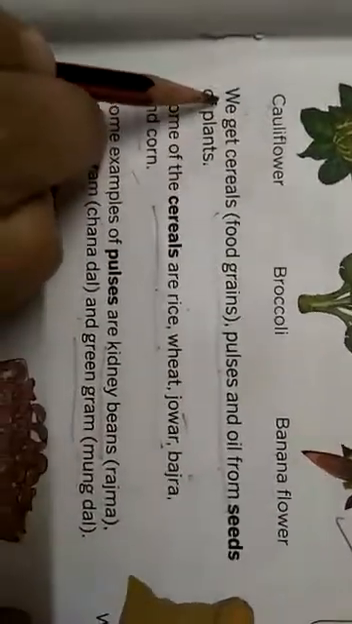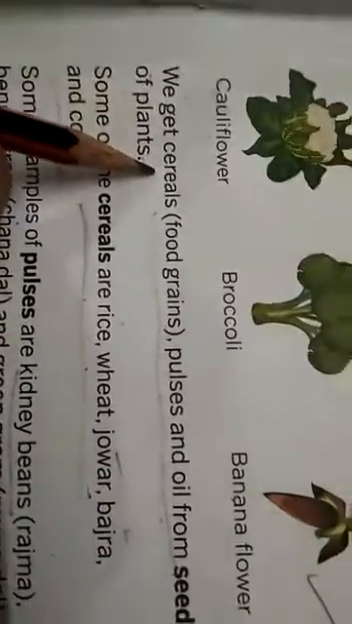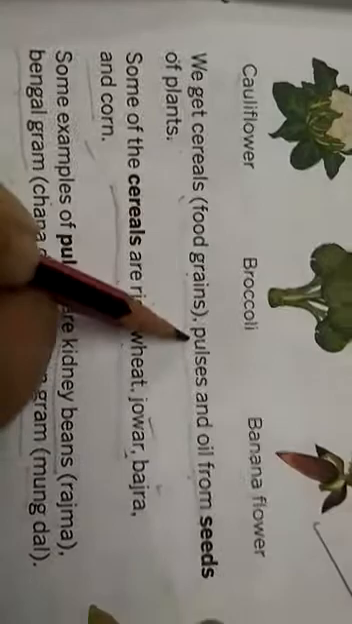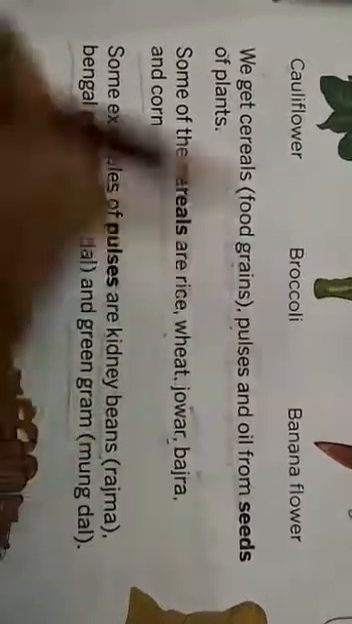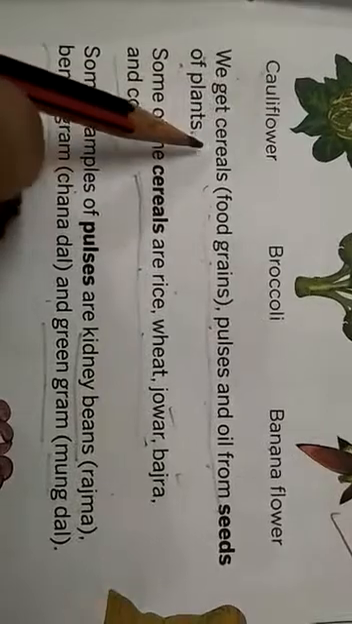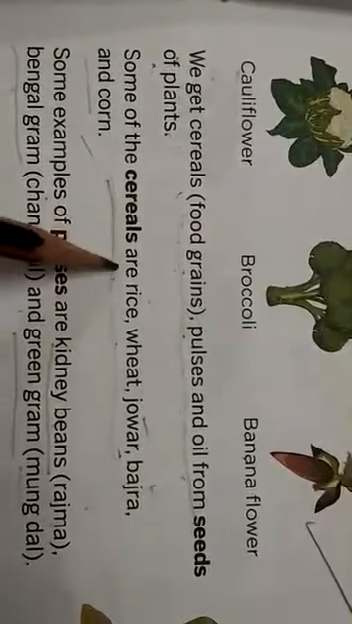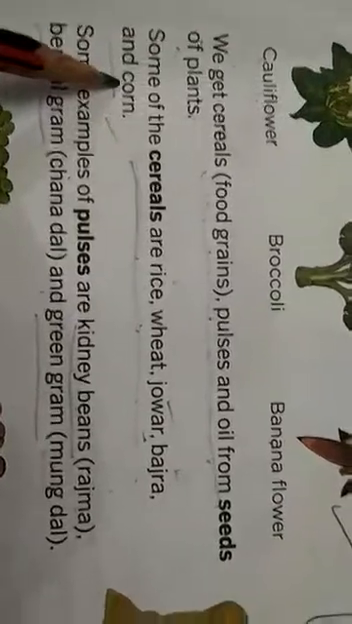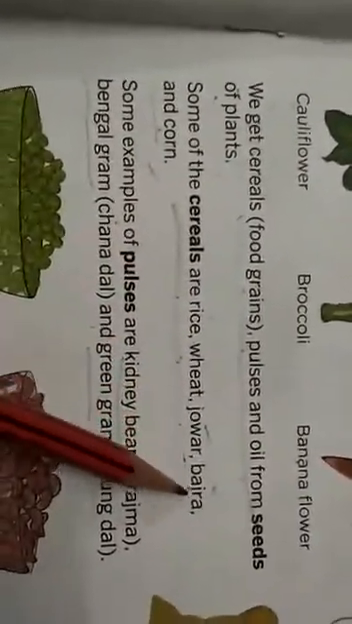Now, here I will explain you that we get cereals, that is food grains, pulses and oil from seeds of plants. Now what are cereals? Cereals are food grains. Now what are those cereals? Food grains. In that rice, wheat, jowar, bajra and corn. These are all cereals. So we get cereals, that is food grain, like pulses and oil from the seeds of the plant. Some of the cereals are rice, wheat, jowar, bajra and corn.